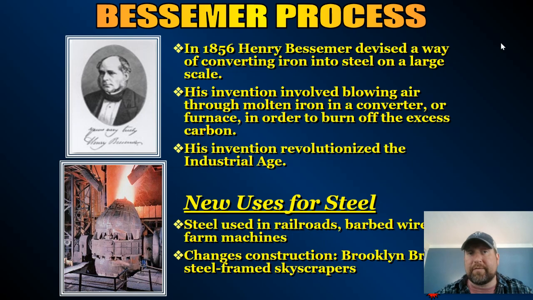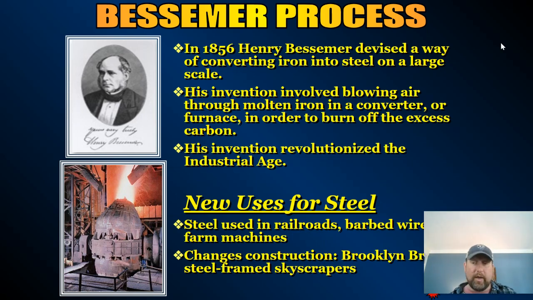One of the most significant developments here is by an inventor that we may not have heard of so much. Perhaps you studied him in world history, and that's Henry Bessemer. So Henry Bessemer in the 1850s devises a way to convert iron into steel on a large scale basis. His invention involves blowing air through molten iron in a converter or a furnace, burns off the excess carbon, and the creation of steel leads to yet another revolution during this industrial age.